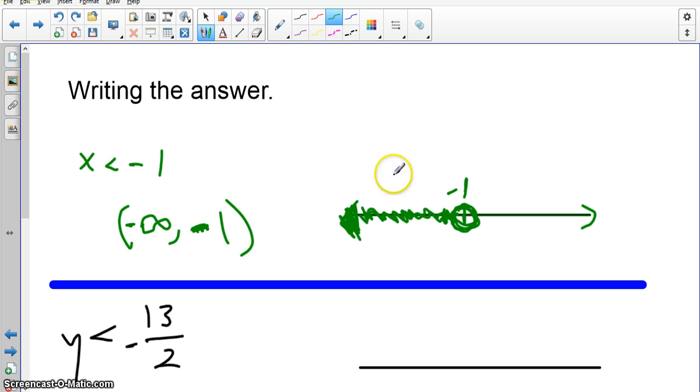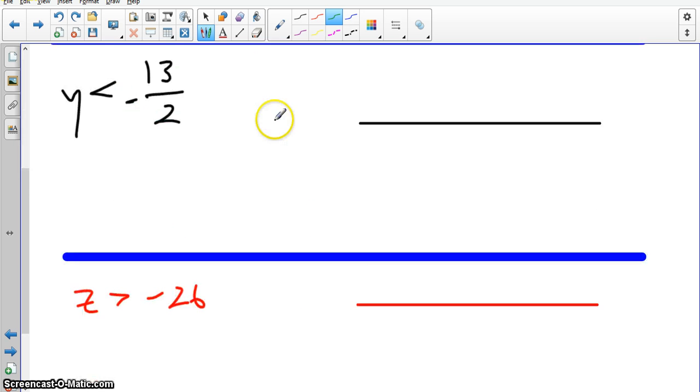Okay, so let me undo. So yeah, it looks like this, as weird looking as that might be. And then this is interval notation. It looks kind of like an ordered pair, although not really with the infinity sign in there. But it's not an ordered pair. It's interval notation. It's the way of representing all the numbers less than negative 1.